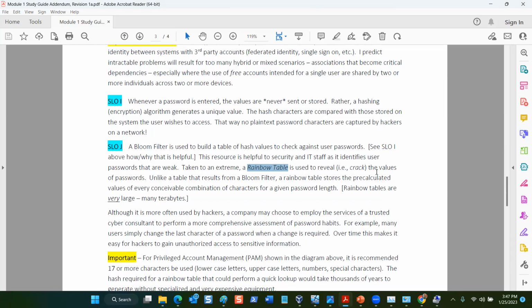Rainbow tables are a very powerful but less common tool nowadays. It takes a lot of data. And then of course, hard drives are always getting bigger, aren't they? So maybe they're more common now.